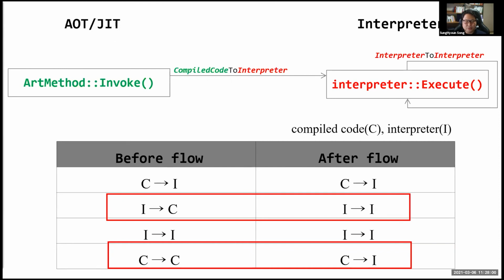For this purpose, I customized ART to display all information by adding a trace feature to two functions, ArtMethod invoke and interpreter execute. As shown here, no matter whether there is compiled code for the function to be executed in ART, it will eventually call bytecode.